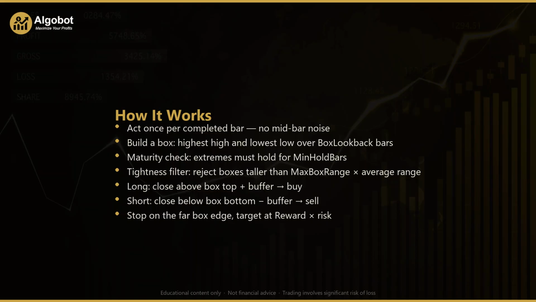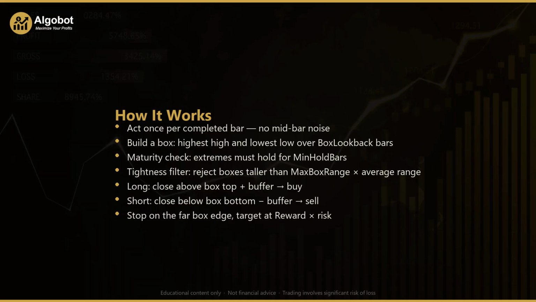Once a new bar closes, the strategy builds a box. It looks back over a window of bars, the BoxLookback, which defaults to 20, immediately before the bar that just closed. Within that window, it finds the highest high, which becomes the box top, and the lowest low, which becomes the box bottom. Those two levels define the consolidation range.